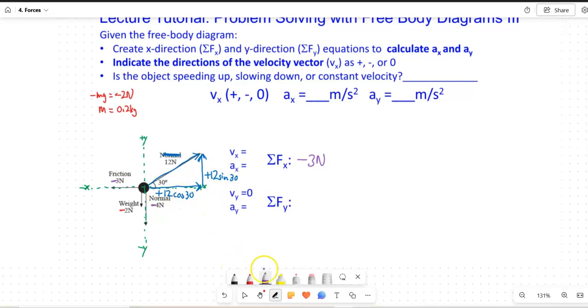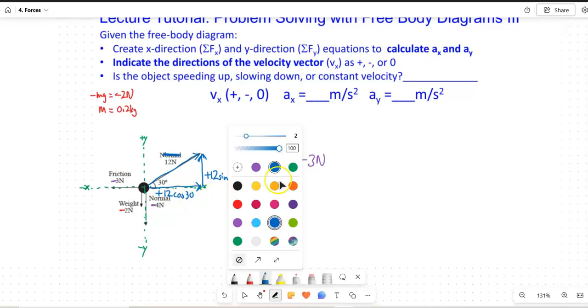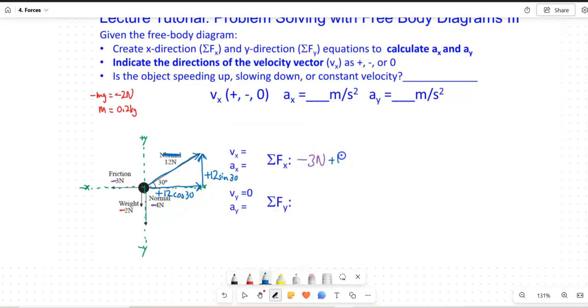And then we have a 12 cosine of 30 degrees to the right. The cosine of 30 degrees is 0.866, by the way. All right. Now, we've accounted for our two forces in the x direction, so we're going to set this equal to the mass, which is 0.2 kilograms, times the acceleration in the x direction. And we could go ahead and solve for this right now. I want to wait, but we can solve for the acceleration in the x direction right now.